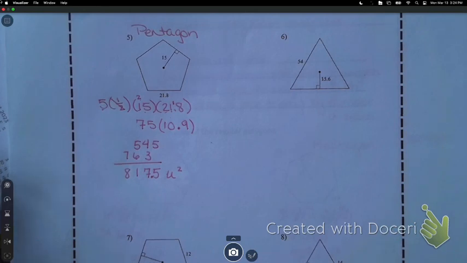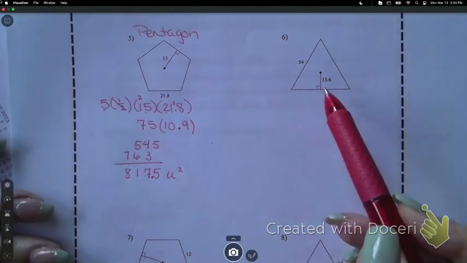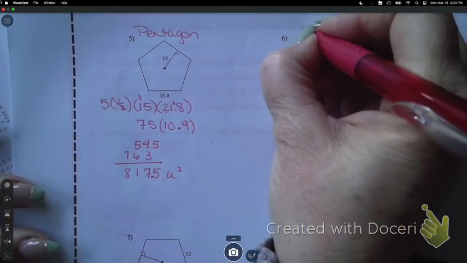Are you guys getting 817.5? Units. Okay. This is basically the hardest thing about this, what, guys? The multiplication, making sure you do it right. Okay, so what do we have next? Triangle. No one should get that one wrong.